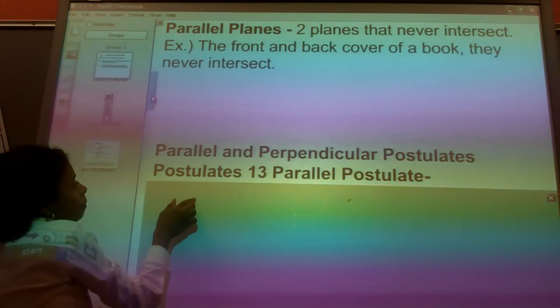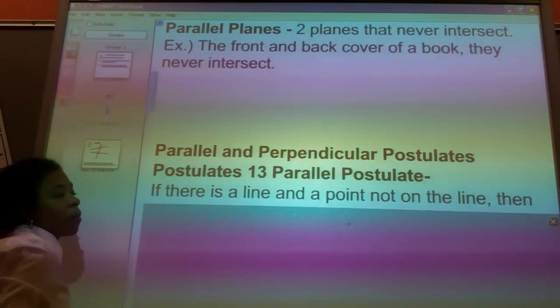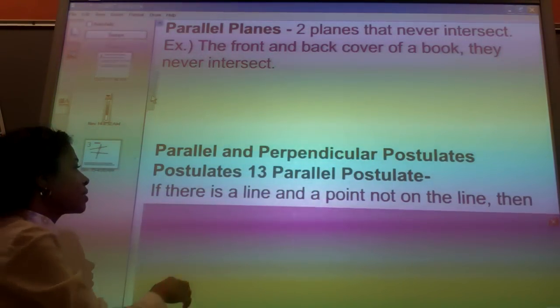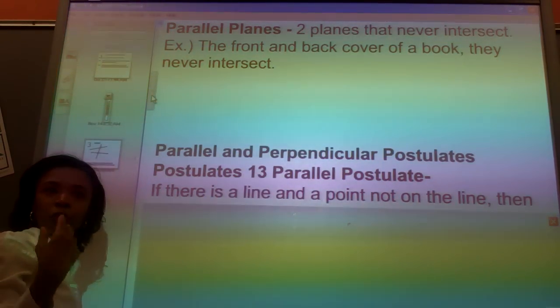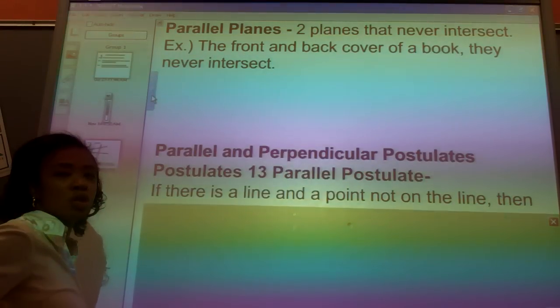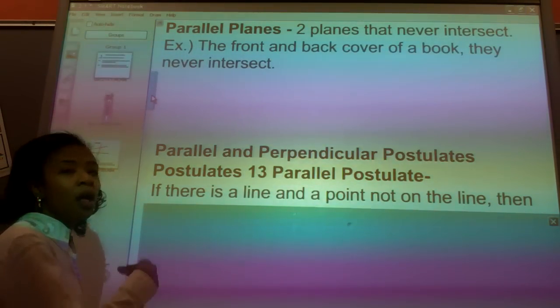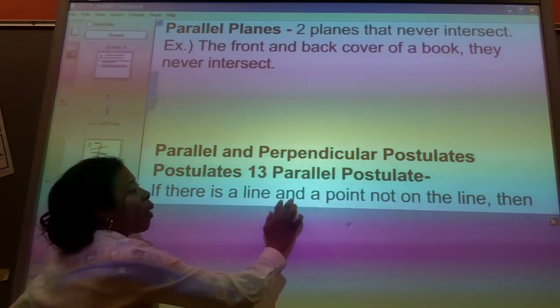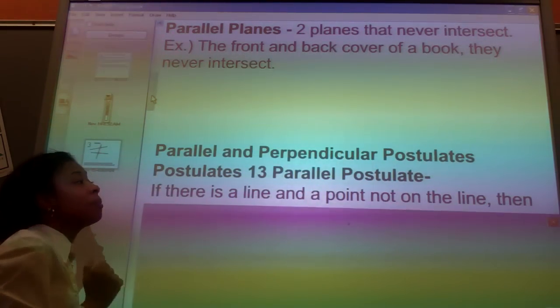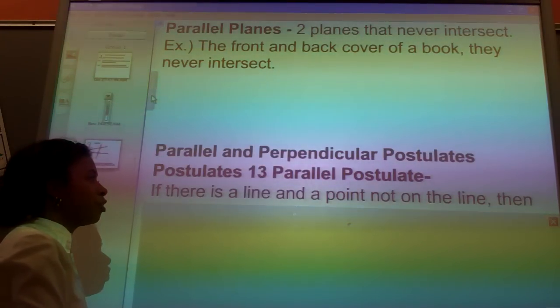Parallel and perpendicular postulates. Postulate 13. Remember we talked about not memorizing postulate numbers, because if you transferred or used a different book, or went to a different school in a different city or state, they may use a different book. However, you need to memorize the postulate or theorem.